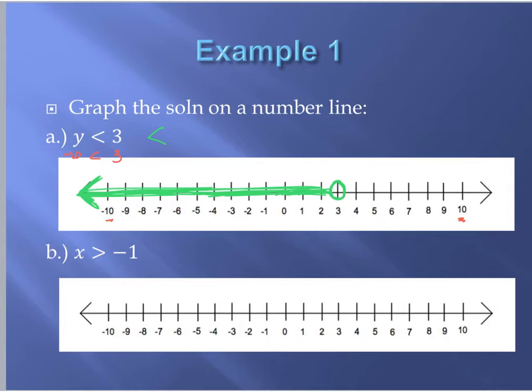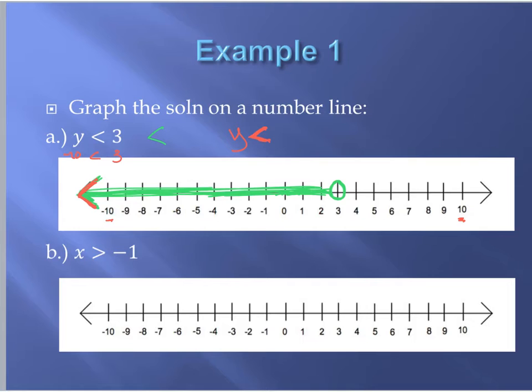Now, a little cheat trick to this is if you have your variable first, like we do in this case with the y, my inequality kind of looks like an arrowhead. So if your variable is listed first, the arrowhead or the inequality tells you which direction to point your arrow. Notice that my arrow pointed this direction, and this looks like the less than inequality.